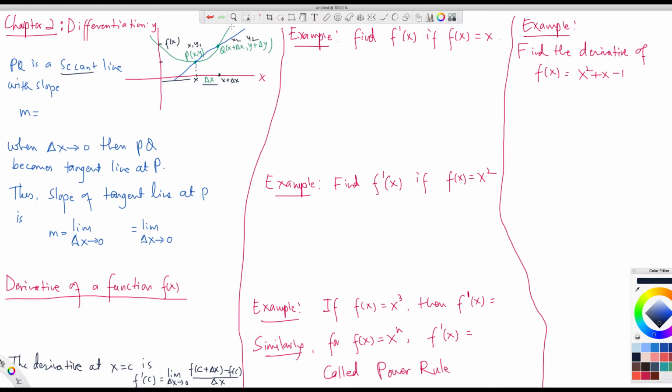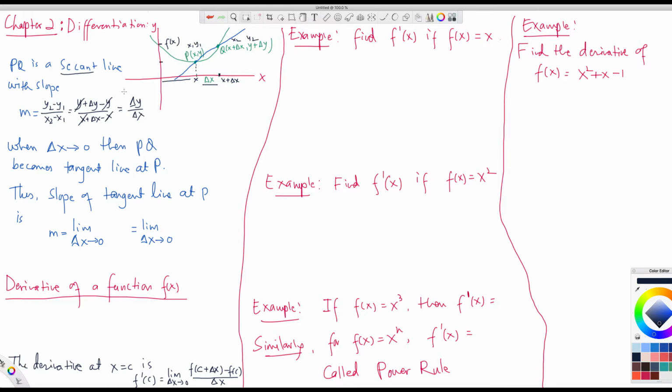How do I find the slope of a line? It is y2 minus y1 over x2 minus x1, right? So what is y2 minus y1? It is y plus delta y minus y, which is just delta y, over x plus delta x minus x. You cancel out the y and negative y, and the positive x and negative x. So what do you get? You get delta y over delta x.